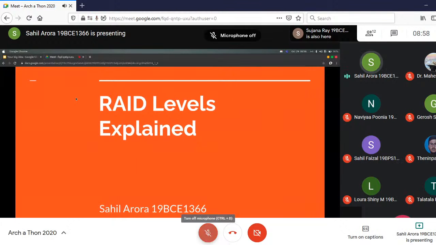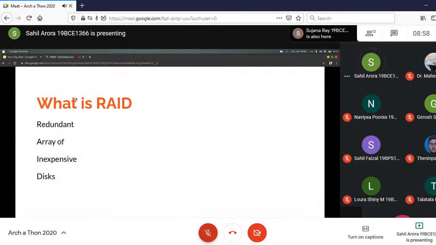Good morning to one and all present here. I'll be presenting on the topic of RAID levels. So before starting, one should know what a RAID is. RAID, also known as Redundant Array of Independent Disks, is a setup consisting of multiple data storage disks.